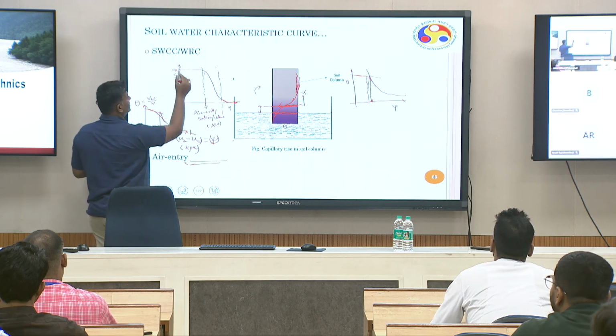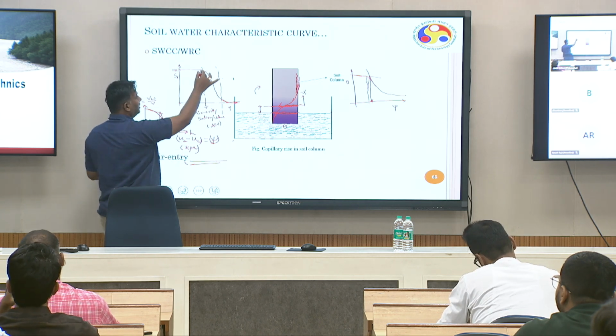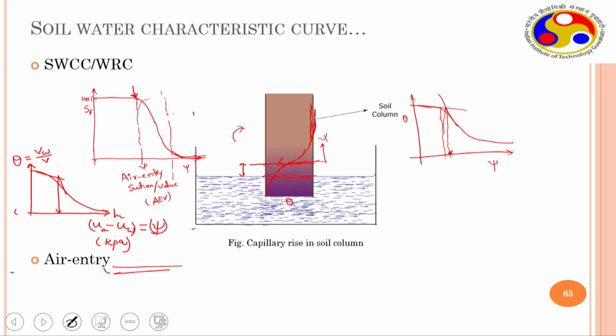So degree of saturation represents something like this, because until here soil is fully saturated and then air has entered here, which we call air entry value or air entry suction value, and after that larger pores are giving up, and then thinner pores are giving up somewhere here. Again you have another bend which we call residual water content somewhere here, and after that the decrease is very negligible because thinner pores are getting emptied over here.